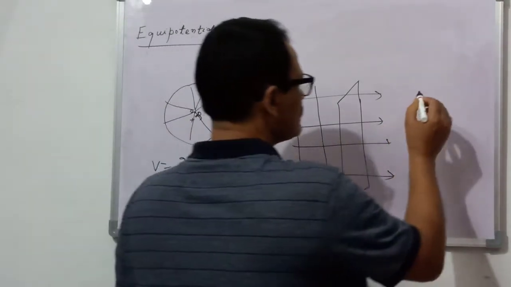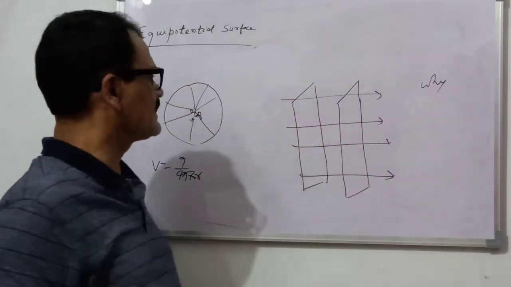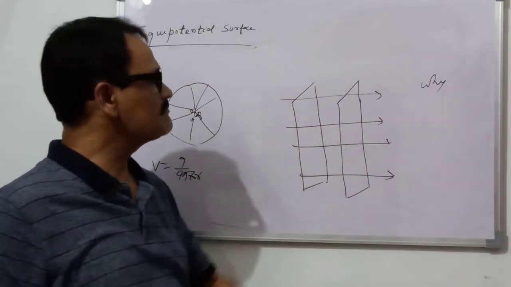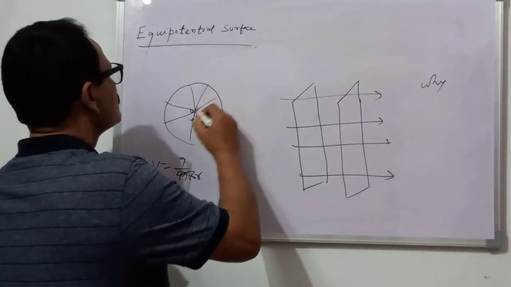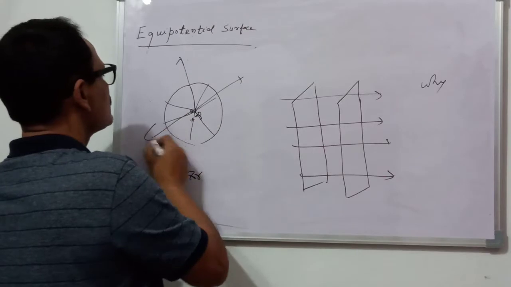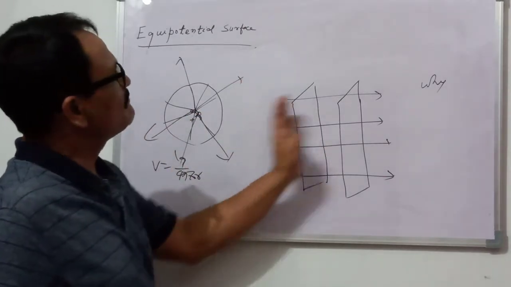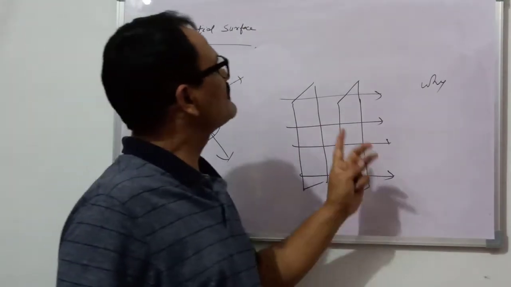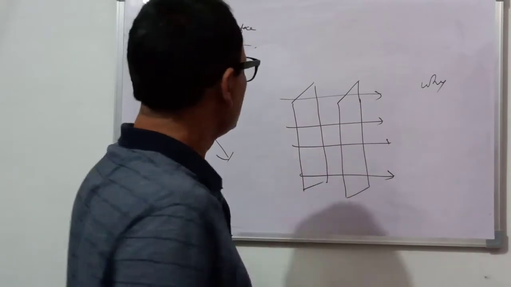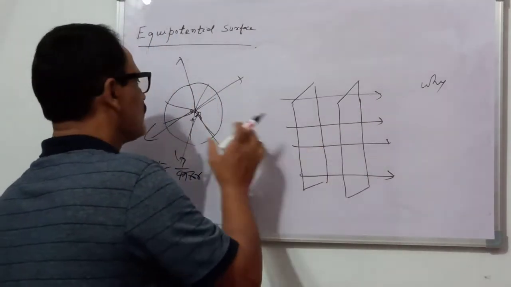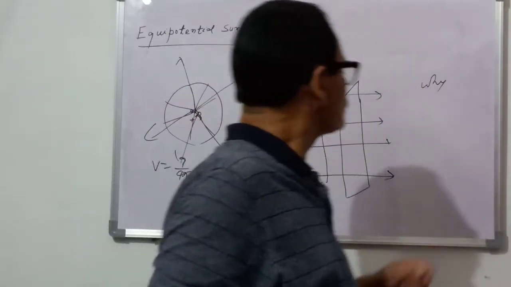Now the question is why for the point charge the surface is spherical, and for the uniform electric field it is planar. This is the radial electric field, because the electric field is in this direction and this direction, so it is a diverging, non-uniform electric field, and these are parallel electric field lines, hence a uniform electric field. So why is the surface plane and why is the surface spherical? Now I am going to explain this.